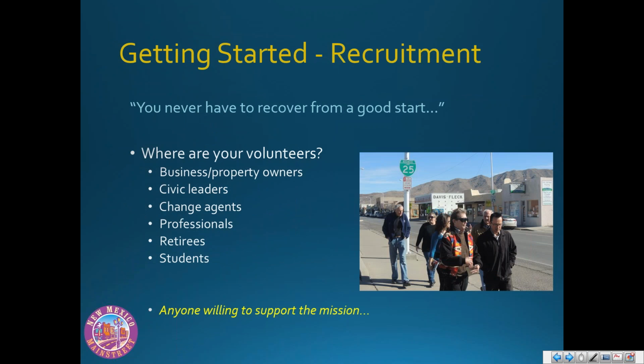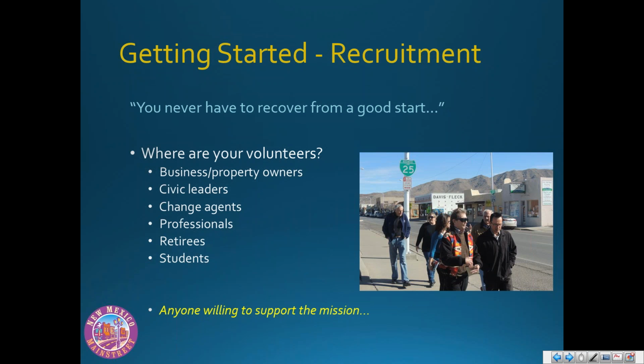Let's talk about recruiting board members, and I like to use the quote, you never have to recover from a good start. This not only applies to new organizations, but it applies to your organization every day. Where do MainStreet and Arts and Cultural District communities get their volunteers?